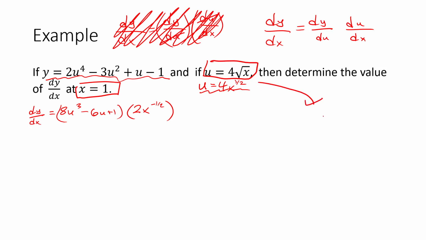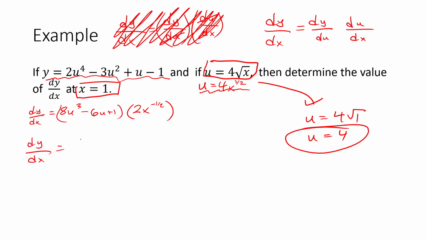We're just going to sub an x value in for 1. So we're going to get 4 root 1, which is 4. So we're going to sub in an x value of 1 and a u value of 4. So we can say that dy over dx will be 8 times 4 cubed minus 6 times 4 plus 1, and then that will be multiplied by 2 times 1 to the exponent negative 1/2.